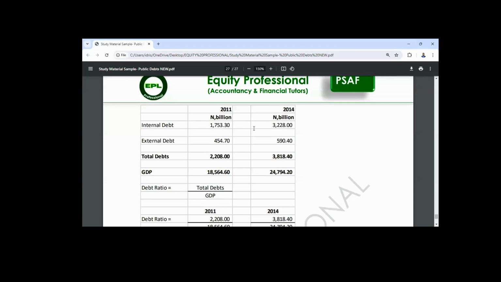That means internal debt, from 2011 to 2014, the increase was almost double. What we have in 2014 was almost double that of 2011.